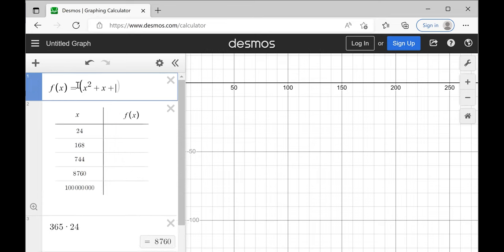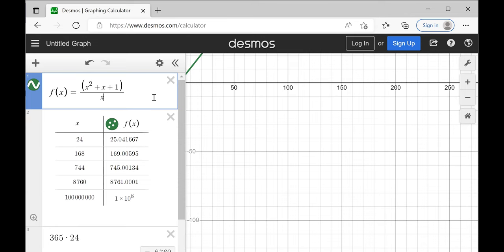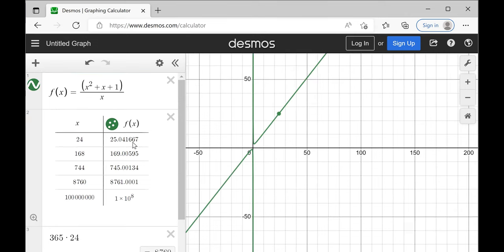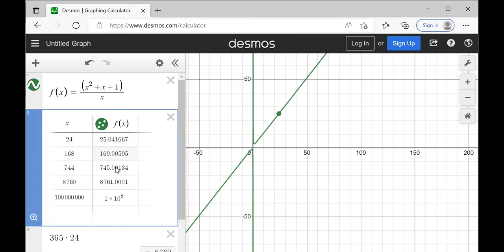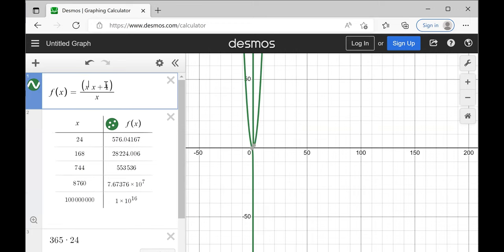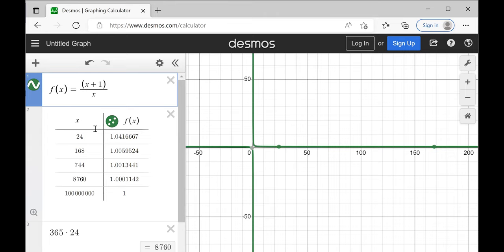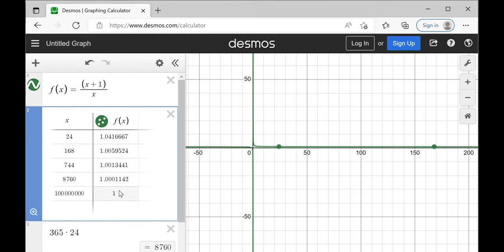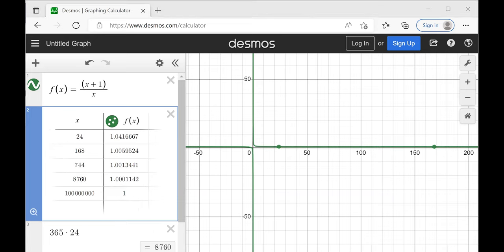x squared plus x plus one divided by x. This is a rational function. You look at this table. As x goes to infinity, f of x goes to infinity. But if I change this rational function, suddenly a limit does exist. x plus one over x is rational. This limit, certainly from the table, looks as if it ought to be one. So these limits we're looking for might or might not exist.